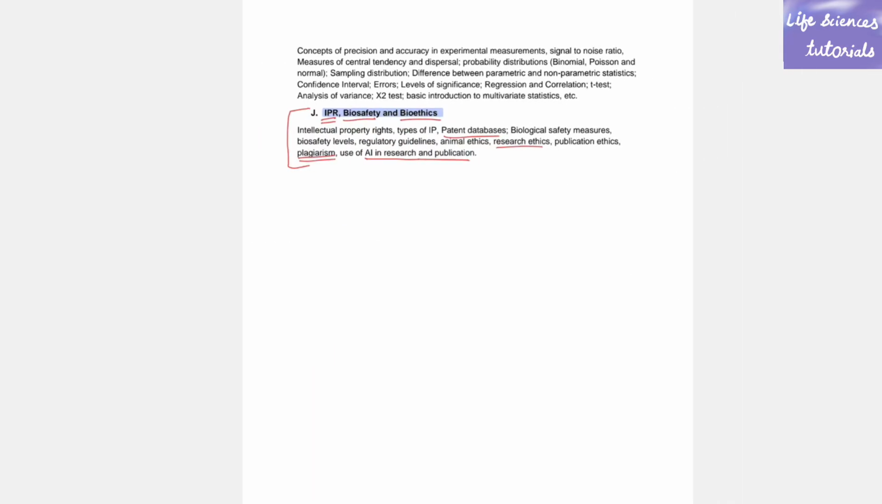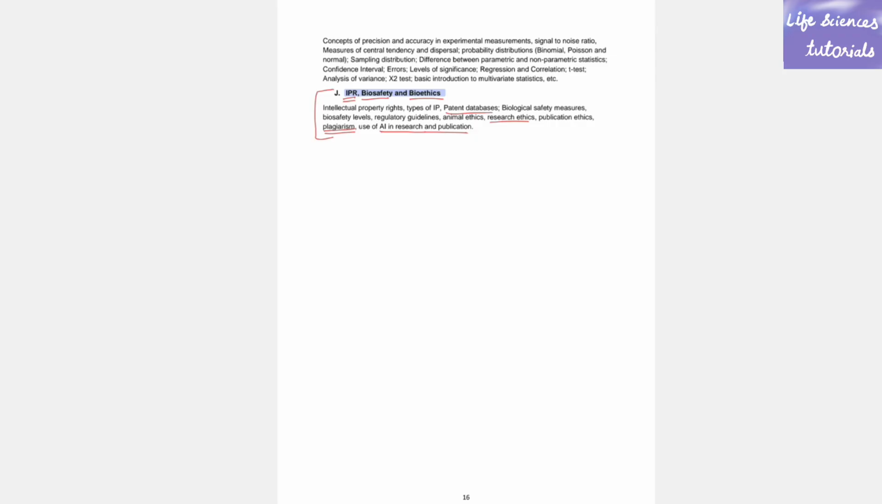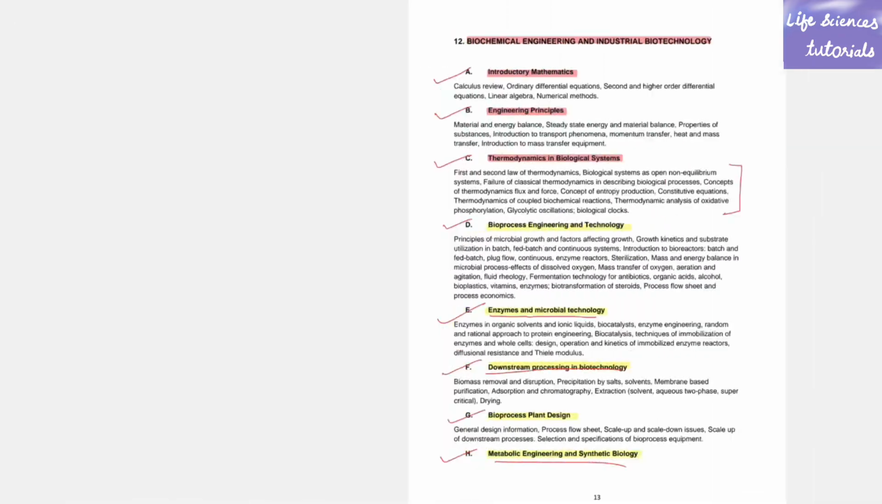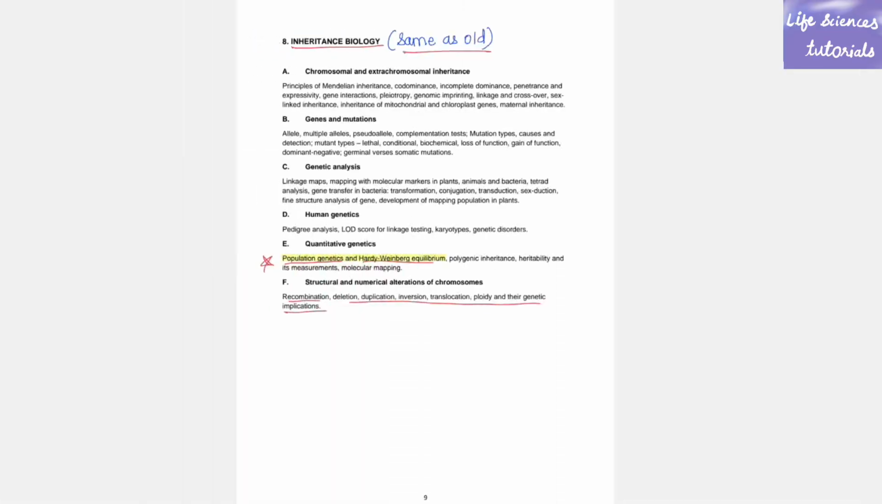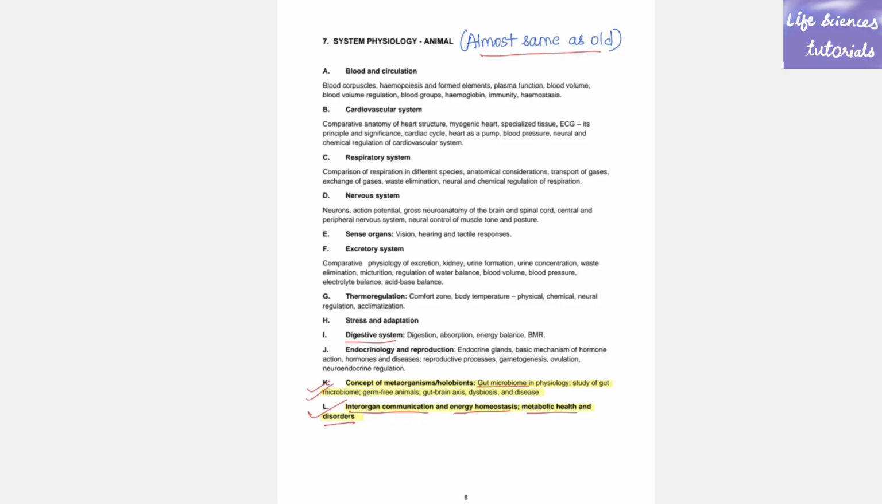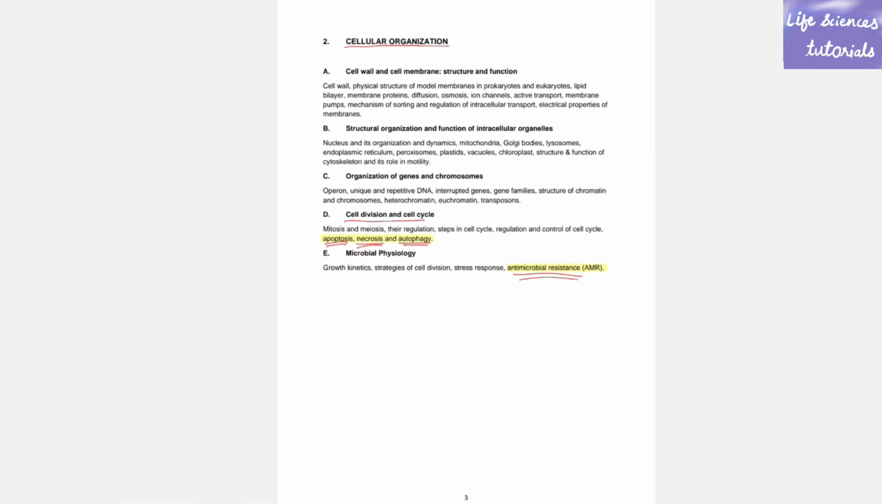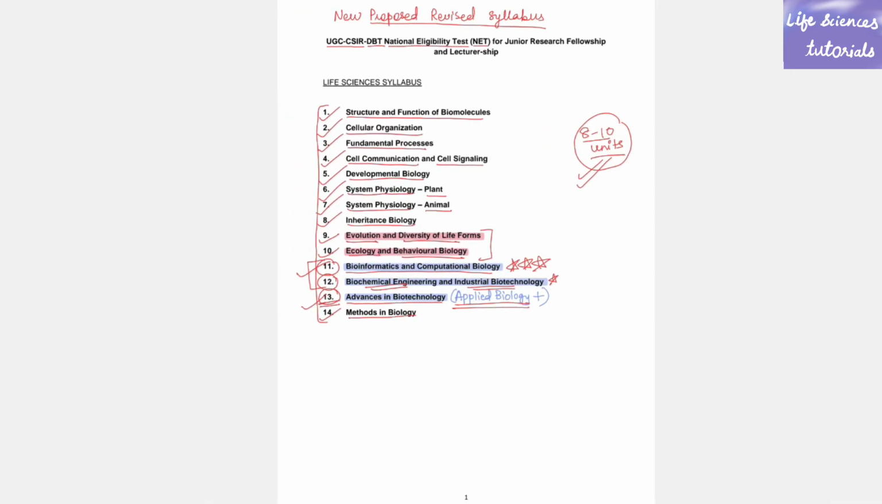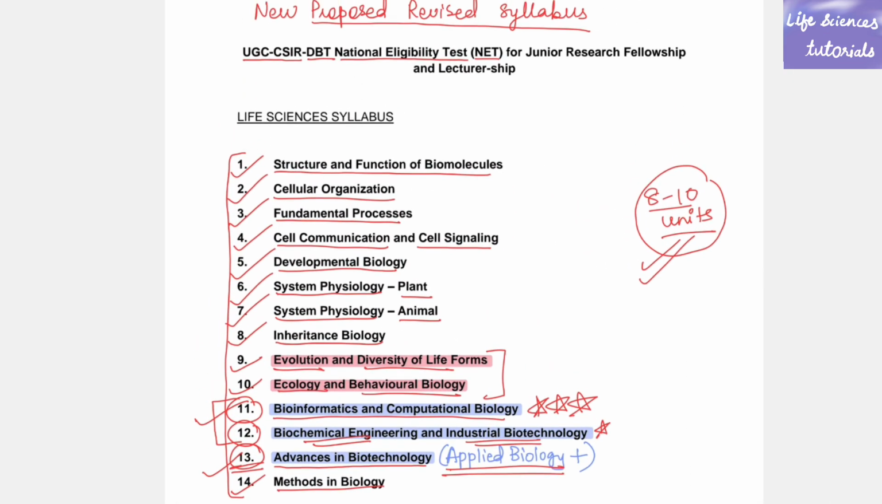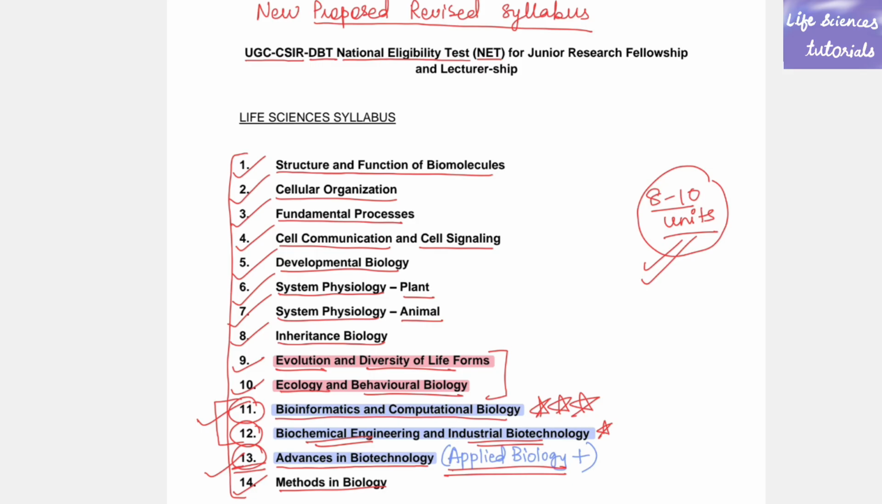So this is all about the newly proposed syllabus. And as you can see, in the old syllabus, there were 13 units. Now here in the newly proposed syllabus, this is just the proposed syllabus, not the final syllabus, we have a total of 14 units. And I have discussed what all things have been added, what brand new units have been added, like bioinformatics and computational biology.